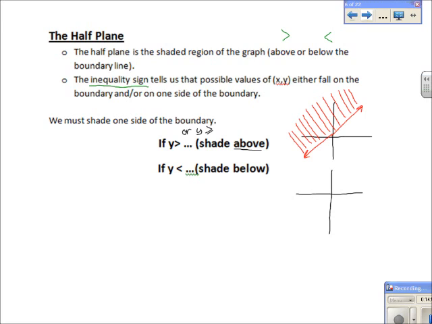If we have this inequality sign here, y is less than, or y is less than or equal to, that tells me that the possible values of y are below, or in the second case, below or on the boundary line. And so if I had the same boundary line here, when I see an inequality sign that tells me it's less than or equal to, I'm going to shade below the boundary line. So I'm going to shade the lower half plane.